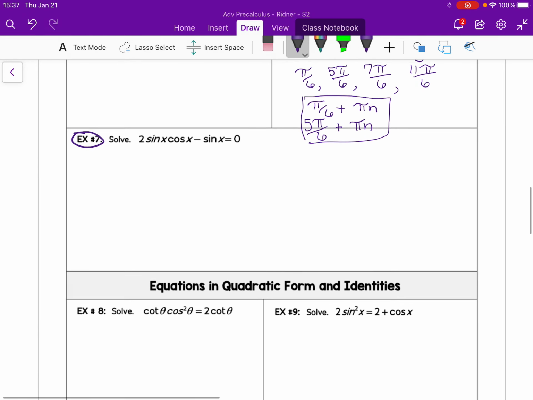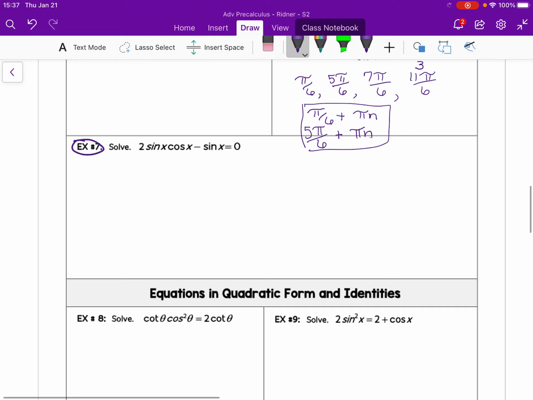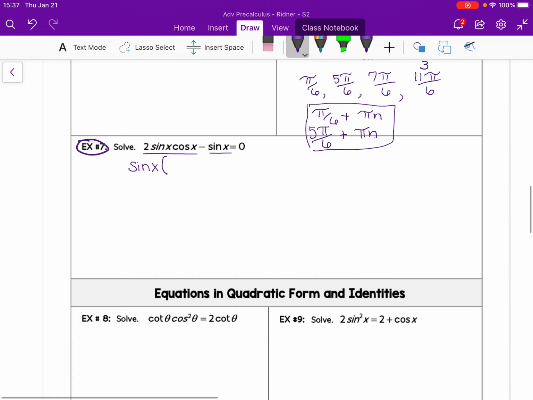Okay? Next, it gets a little harder, and this is because some of us are not super advanced in our algebra skills like we should be. So I look at my two terms. I notice that they have sine x in common, so that means I'm going to factor out sine x, and then I'm going to put my what I call leftovers on the inside.